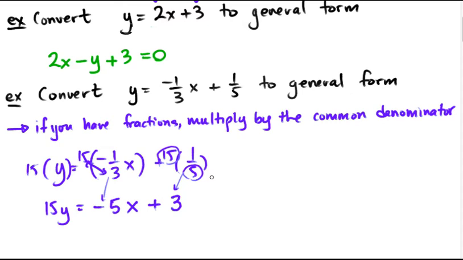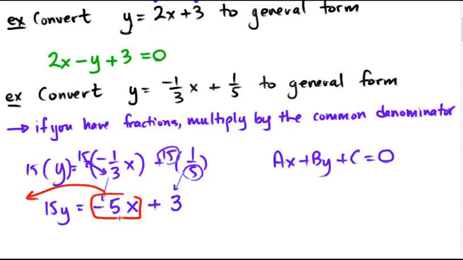Then we need to get it into the form ax plus by plus c equals 0. So basically just make it equal to 0. In this case, it's easier to move this negative 5x to the other side. So I add 5x to both sides. I get 5x, and 15y was already there. Then I need to subtract 3 from both sides. So minus 3, and that's equal to 0. So on this side I added 5x and I took away 3.